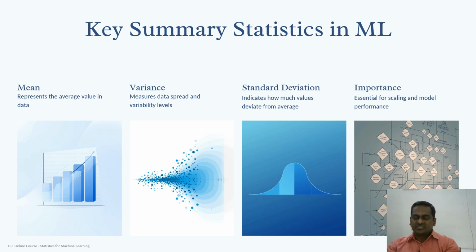Now key summary statistics. To describe data quickly, we use summary measures. The most important ones are mean, which is the average value, variance, which tells how values vary, and standard deviation, which shows typical spread from the mean. So these are very useful in machine learning for tasks like feature scaling, normalization and outlier detection. So these simple statistical measures play a big role in model performance.